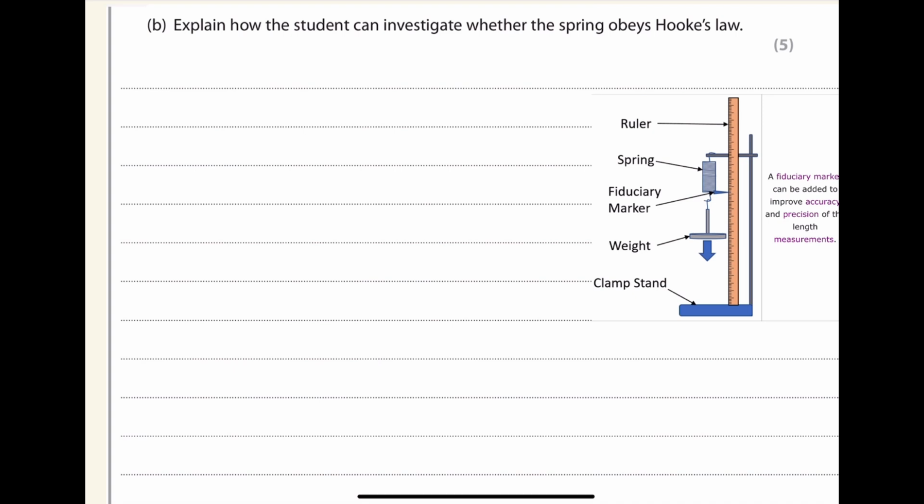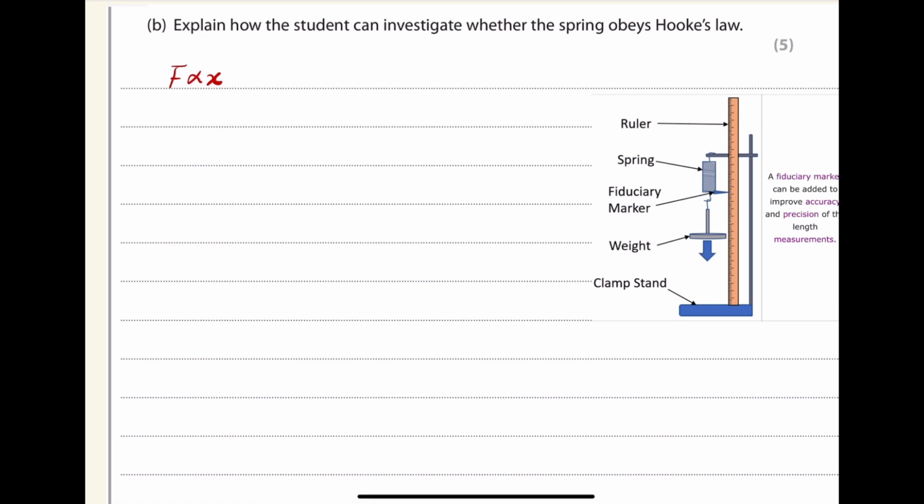Section B: explain how the student can investigate whether the spring obeys Hooke's law. I already attached the diagram. Here at the right side, we have a ruler, spring, fiducial mark, weight, clamp stand. By the way, the fiducial mark can be added to improve the accuracy and precision of the length measurements. So firstly, I want to find the relation between F and x.